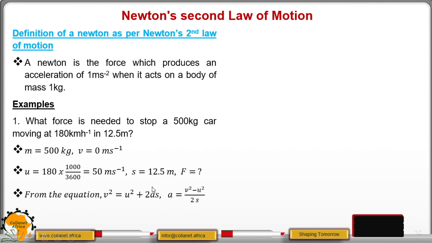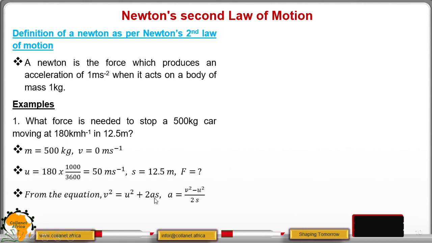So what is the force? From the equation, this is the third linear equation, v squared is equal to u squared plus 2as. From this equation, we can get a as (v squared minus u squared) divided by 2s.